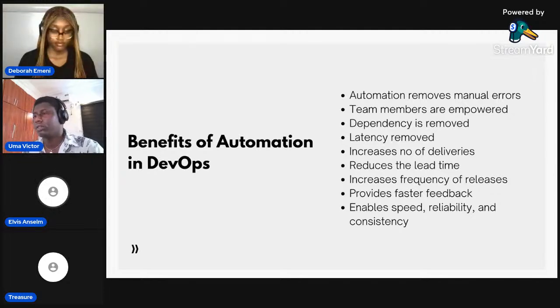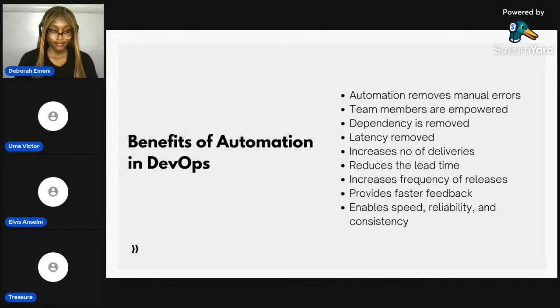Automation removes manual errors, which takes me back to the point about human errors, right? Because we are automating, we do not have to babysit these systems. We've already set systems in place, and this would go a long way in reducing human interference and errors. With automation, team members are empowered.